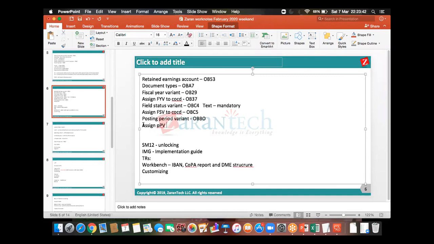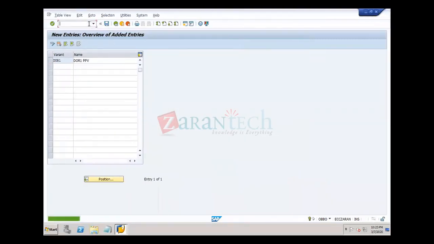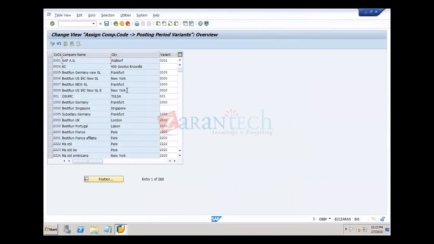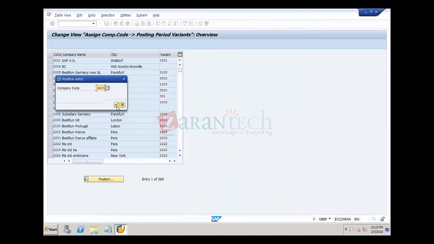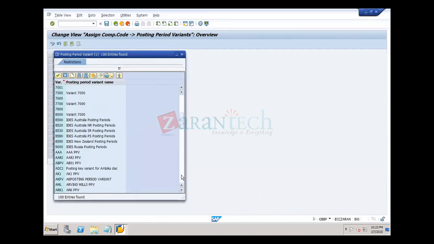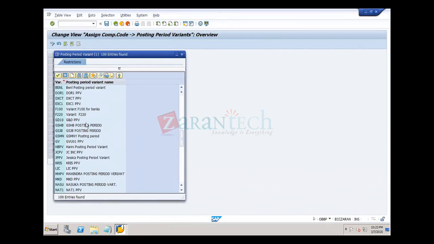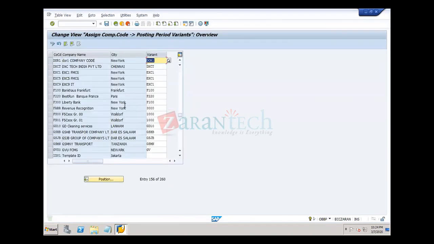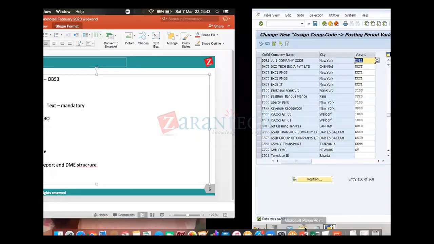Assign the posting period variant to the company code. The transaction code is OBBP. Enter the position and the variant. What is the variant name? You can select from here. Yes, save it. So you define the posting period variant and save it.